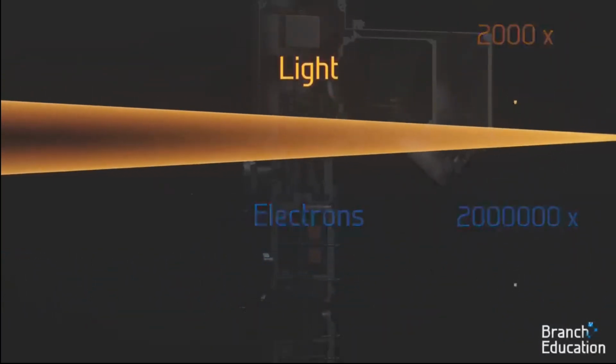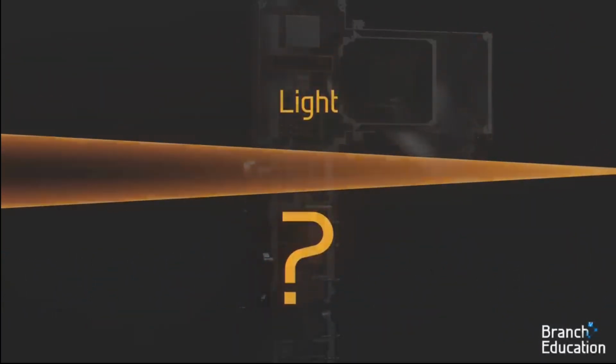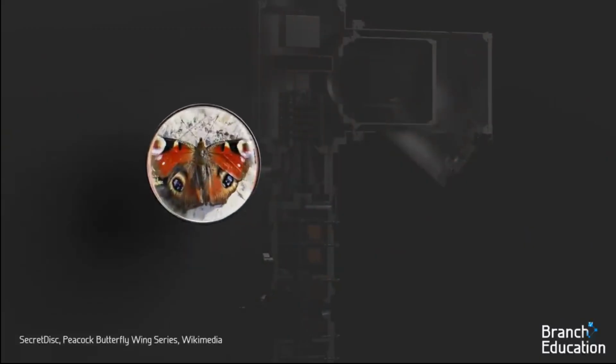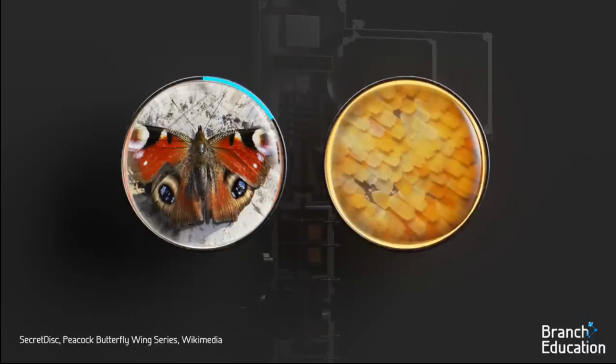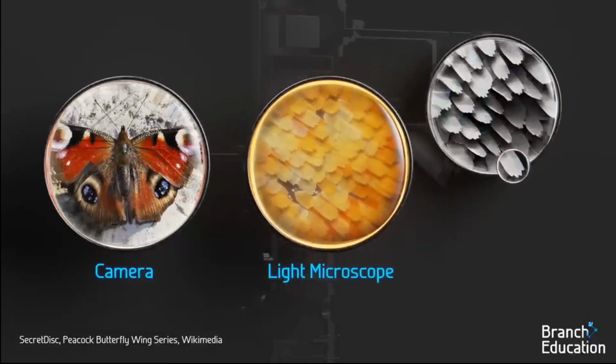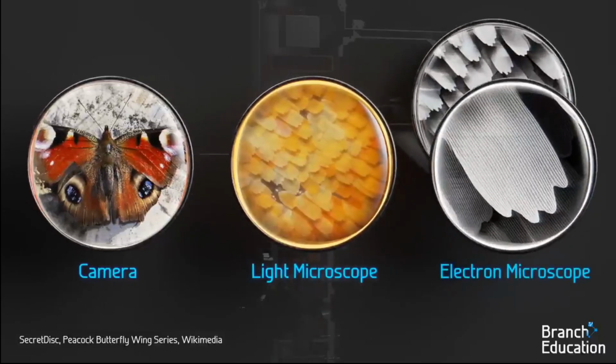Why then is light physically limited? Well, let's return to this image of the European peacock butterfly and the scales on its wings. This image was captured with a camera. This image was taken with a light microscope. And these images were captured with an electron microscope.